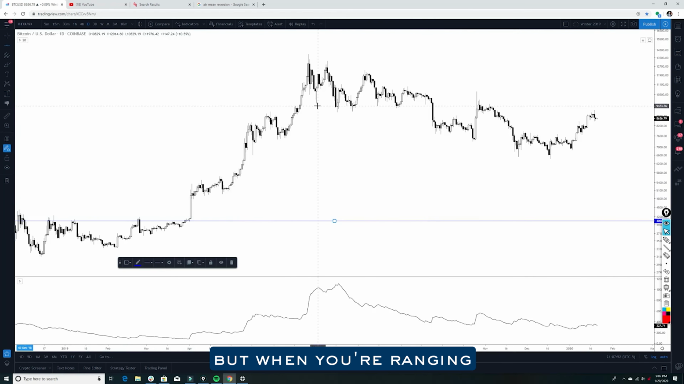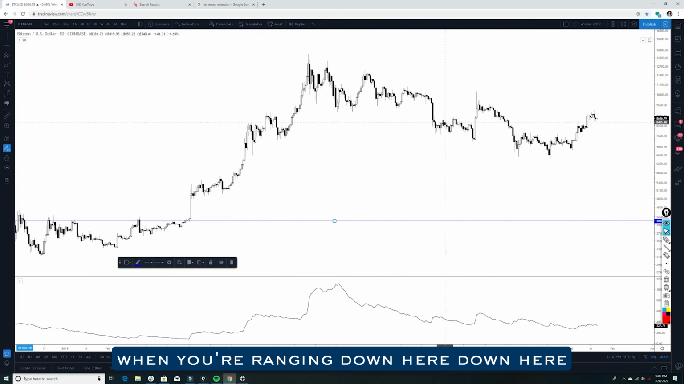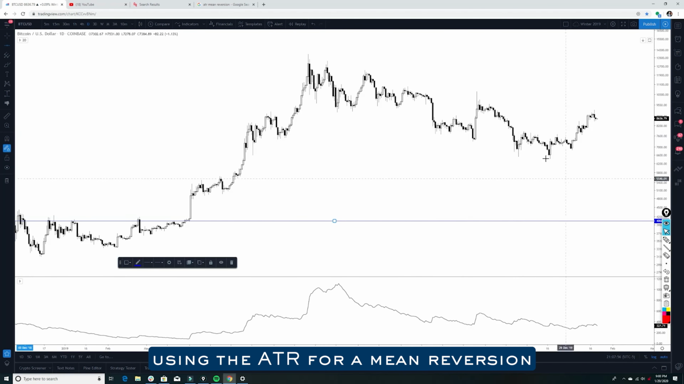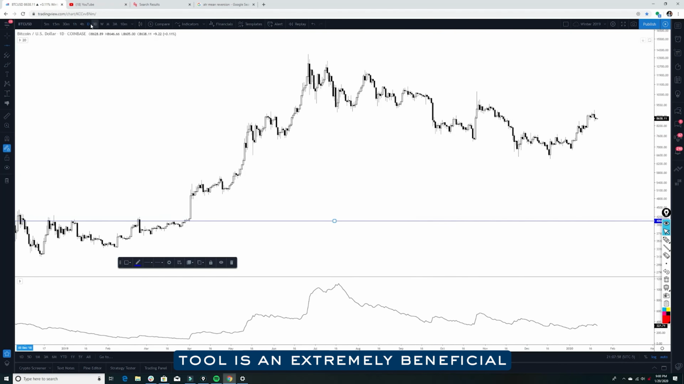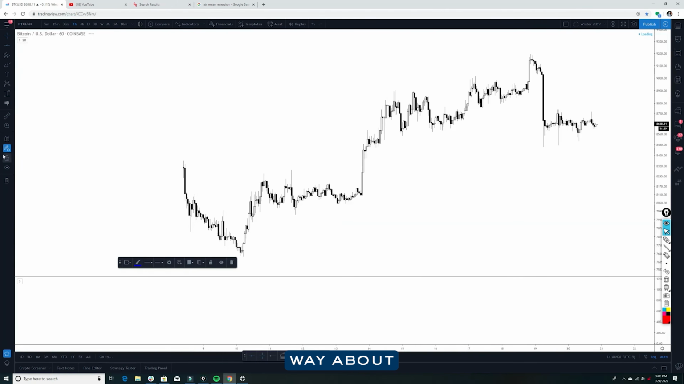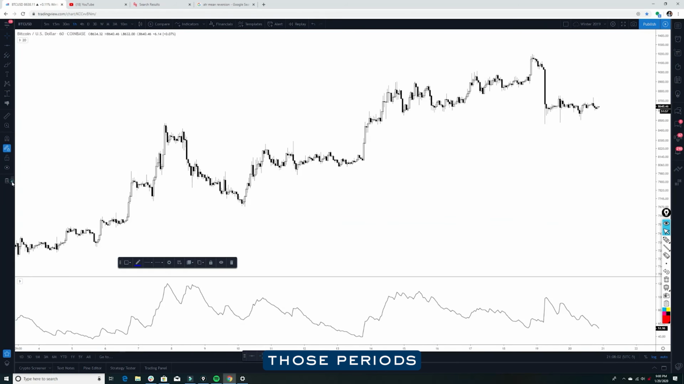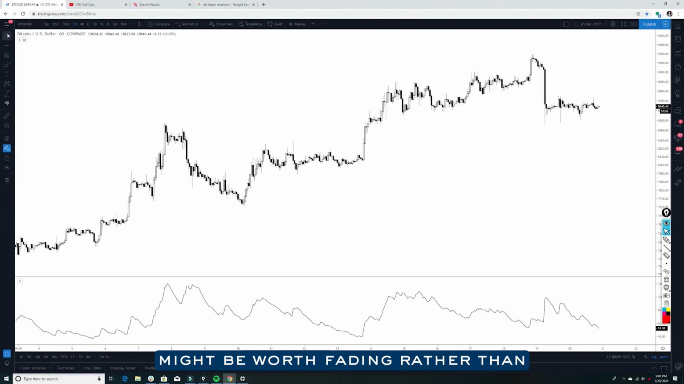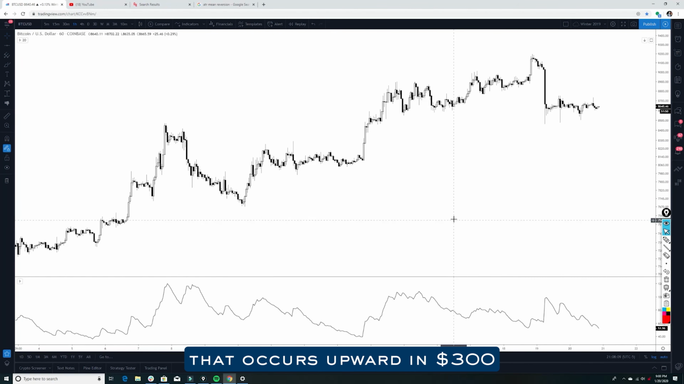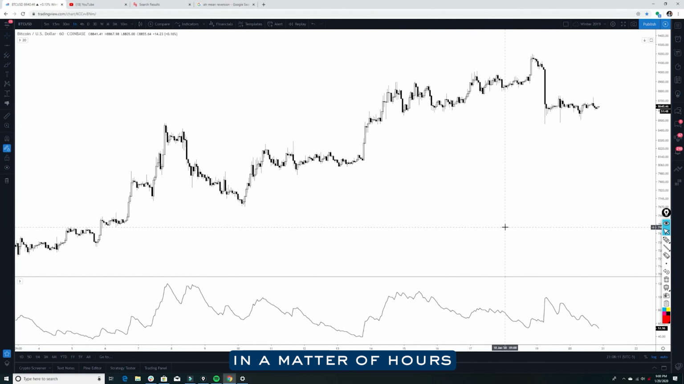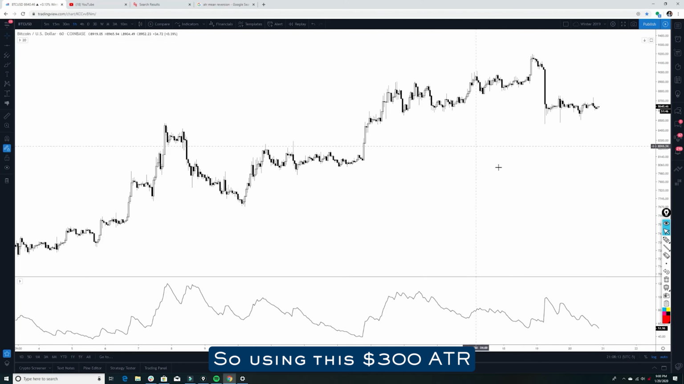But when you're ranging up here, or ranging down here, using the ATR as a mean reversion tool is an extremely beneficial way to identify those periods where the market might be worth fading rather than jumping on the trend, when you have a move that occurs upward of $300 in a matter of hours. So using this $300 ATR.